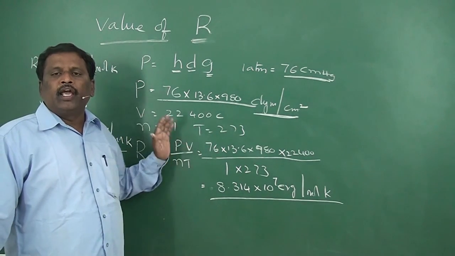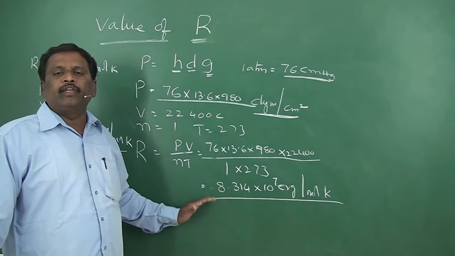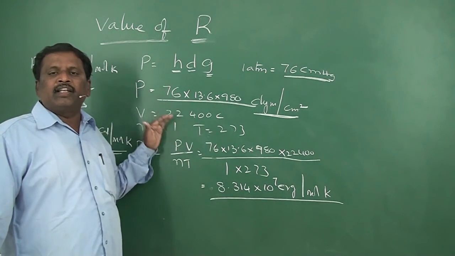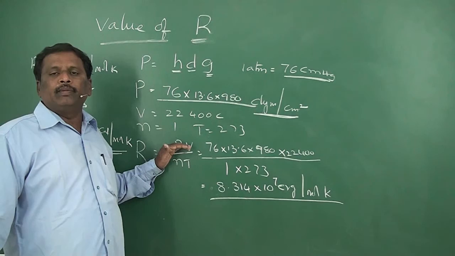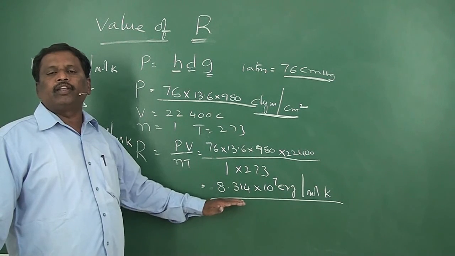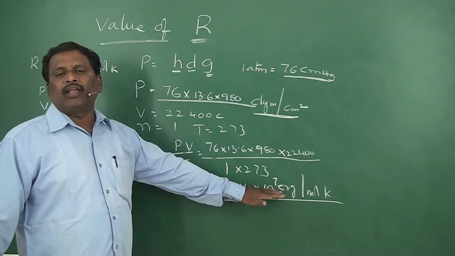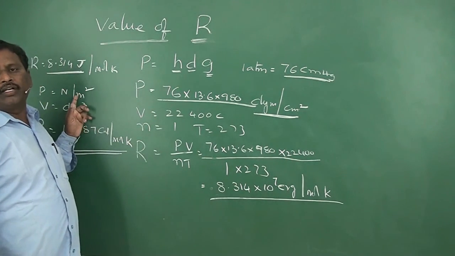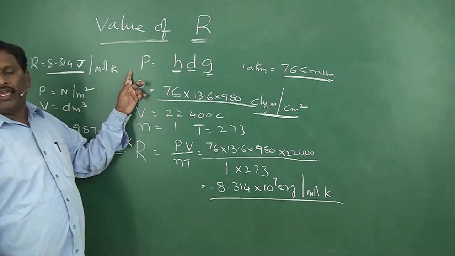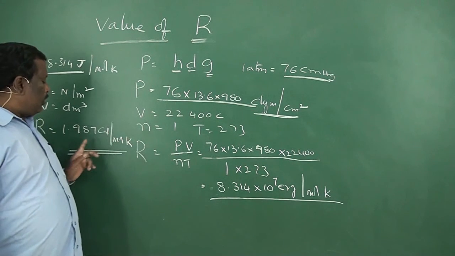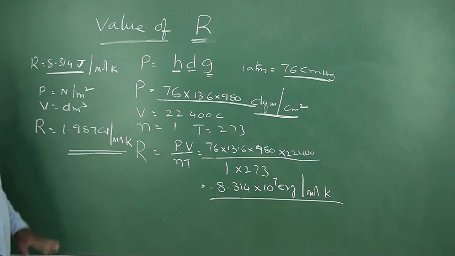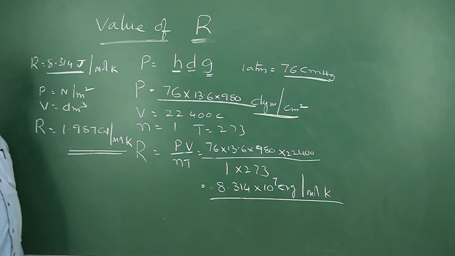If pressure is in atmospheres and volume is in cubic centimeters, then the R value will be 82.1 milliliter atmosphere per mole K. If pressure is in dynes per square centimeter and volume is in cubic centimeters, then the R value will be in ergs and its value will be 8.314 into 10 to the power 7 ergs per mole K. If pressure is in newtons per square meter and volume in decimeter cube, then the R value will be in joules per mole K. If you want to express R in calories, it is 1.987 calorie per mole K. So these are the different values of R in different units.